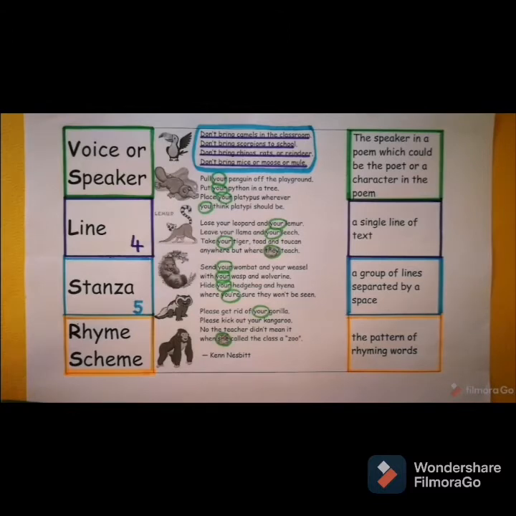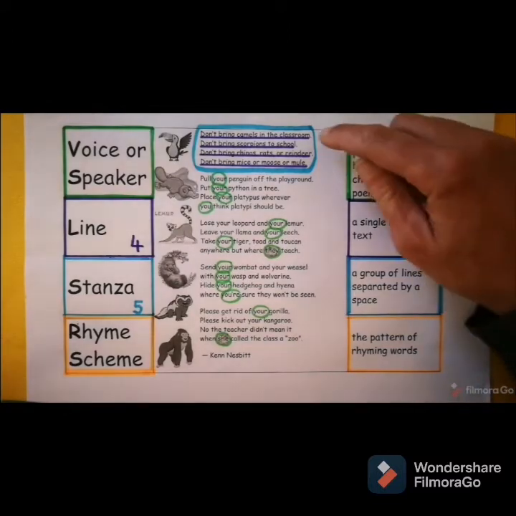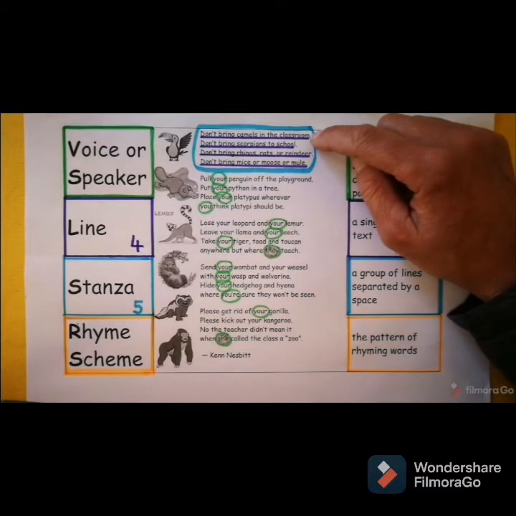Now, rhyming words are usually the last word at the end of the line. That's the word you must look for to see if you can spot the rhyming words. So let's go ahead and read the last word of that first line. Line 1 is classroom. The last word of line 2 is school. Does classroom rhyme with school? No.